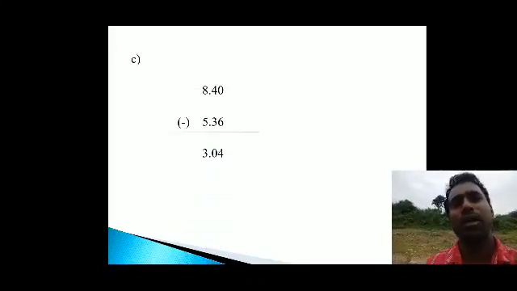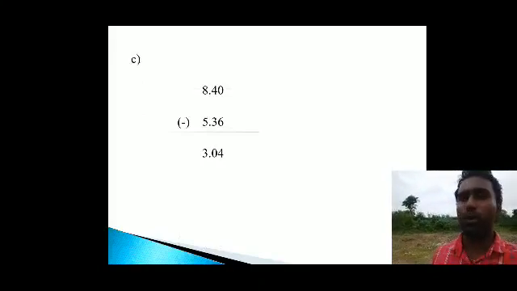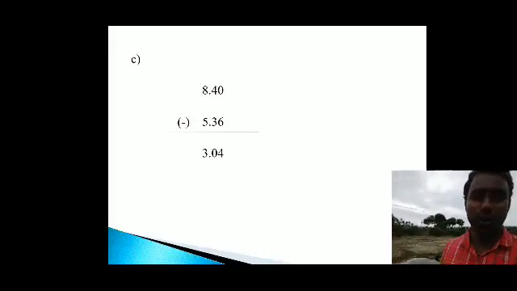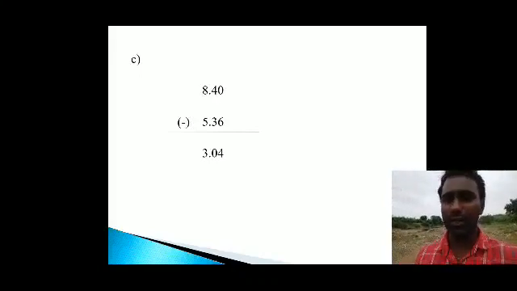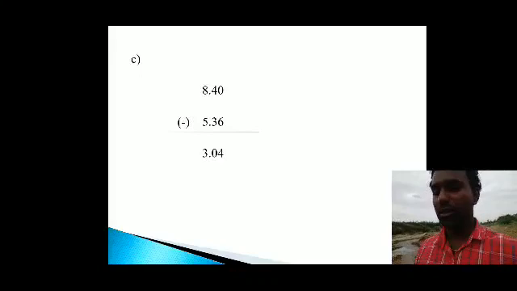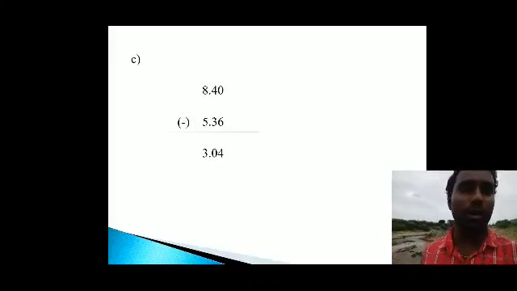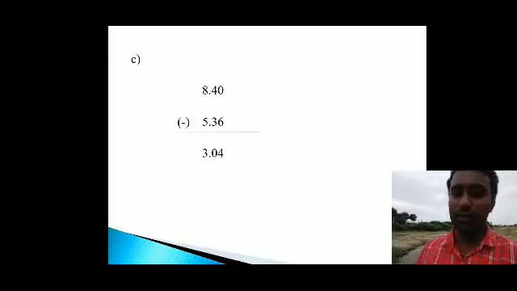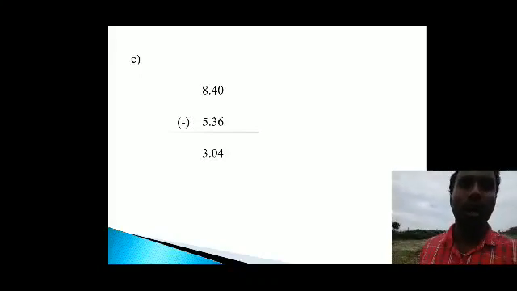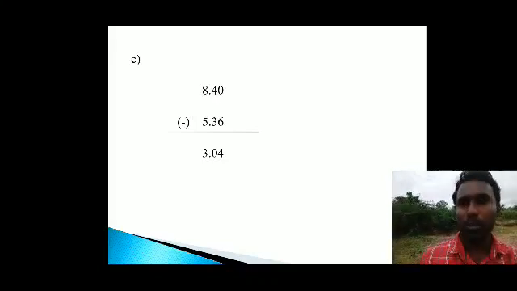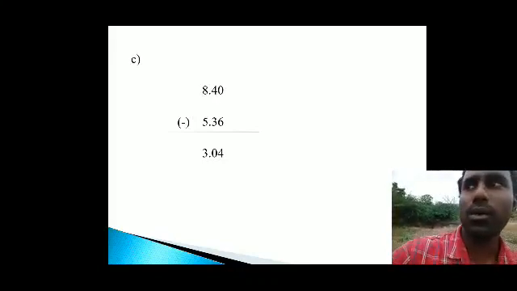Subtract 5.36 from 8.40 rupees. So 5.36 from 8.40 rupees. 0 minus 6, we cannot subtract 0 minus 6, so we have to borrow. What is the value? 4 is there, so if we borrow from that 4, 10 will come. 10 minus 6, 4. Then 3 minus 3, 0. And 8 minus 5, which is equal to 3. So the answer is 3.04. Okay, so this is the value.